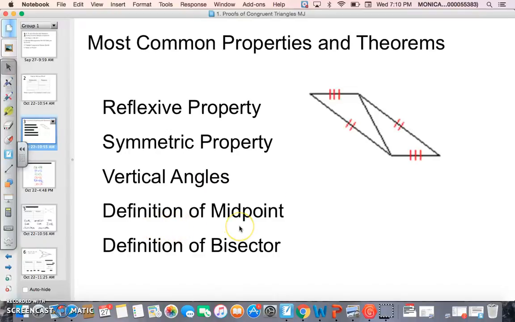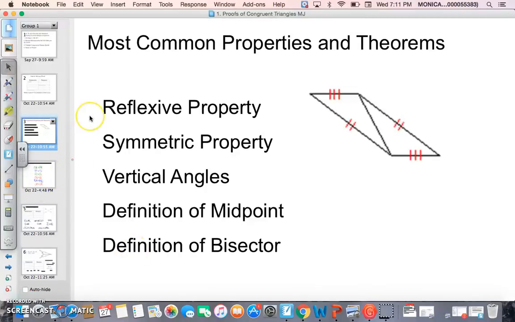You know the definition of midpoint. Midpoint is a point that cuts a line segment in half. And then a definition of a bisector. Well, a bisector also results in 2 congruent segments. And sometimes they even make right angles. Not always, but sometimes. A bisector can also be an angle bisector, where it'll cut an angle exactly in half.